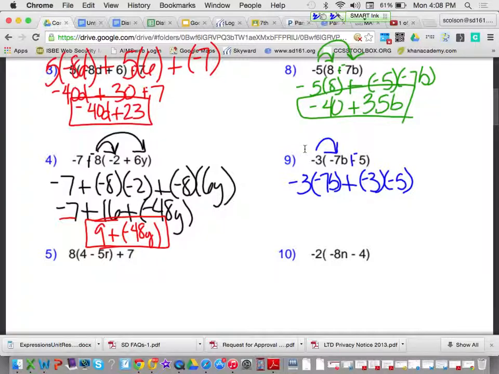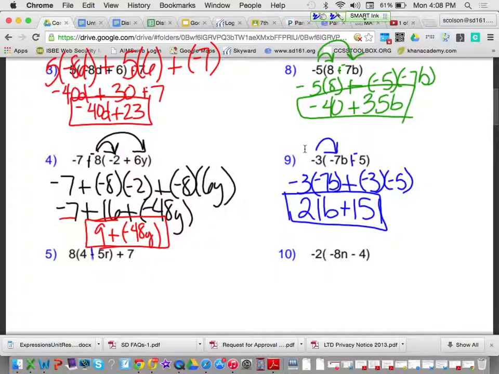Negative 3 times negative 7b is going to be positive. The signs are the same. I have 21 b's plus negative 3 times negative 5 is going to be positive 15. 21b plus 15. All right, I have 2 more here.